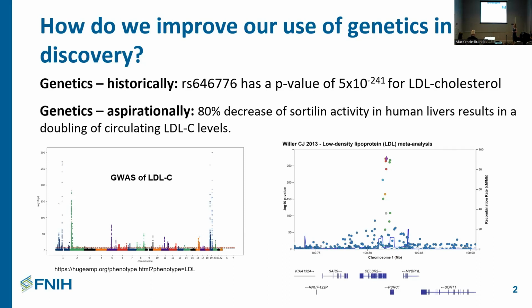Aspirationally, and I think this is true of the whole field, but especially true of industry where we're trying to use this data to validate targets or think about whether we want to pursue something as a target, what we really would like to be able to say is something along the lines of: if I had an 80% decrease in sortilin activity in human livers, that would result in a doubling of circulating LDL-C levels. So this gives me a causal gene, a causal tissue, and some estimate of how much I maybe need to modulate something by.